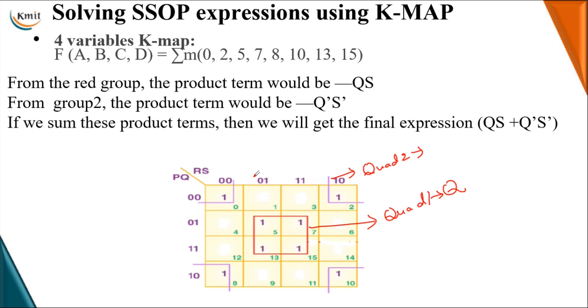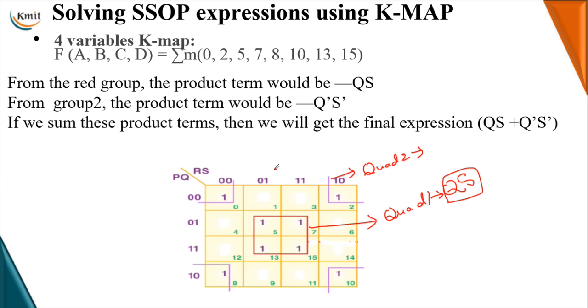Next, column-wise, RS belongs to 0, 1, 1, 1, where 0 and 1 belong to R. This one belongs to S, so its second bit belongs to S. So S is common and the value assigned to S is logical one. Hence, your product term of quad 1 is QS. So the first quad's minimal expression is QS.